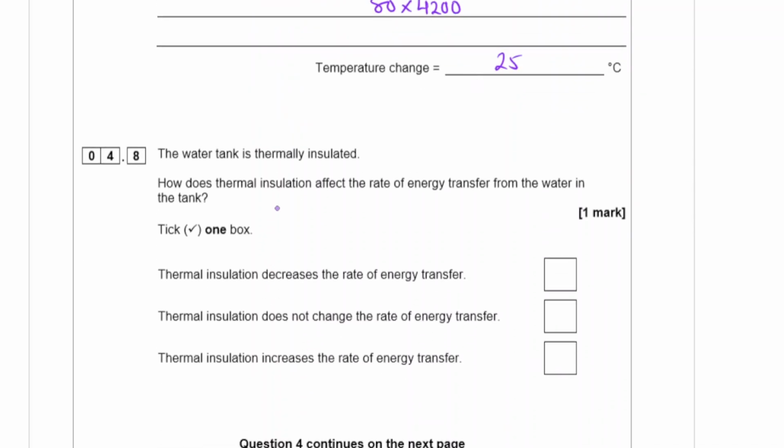The water tank is thermally insulated. How does the thermal insulation affect the rate of energy transfer from the water in the tank? Now, if it's thermally insulated, that means it's wrapped up, it's not losing a lot of heat, so it does not lose heat. That's what insulated means. How does the thermal insulation affect the rate of energy transfer? Well, it's not going to increase the rate, it's going to reduce it. Thermal insulation decreases the rate of energy transfer.